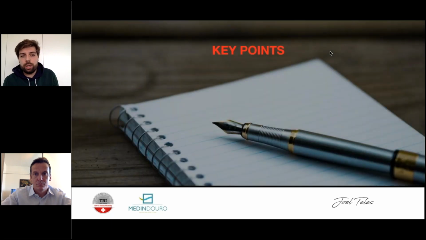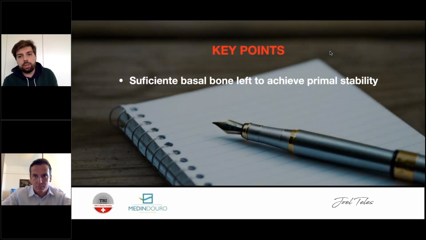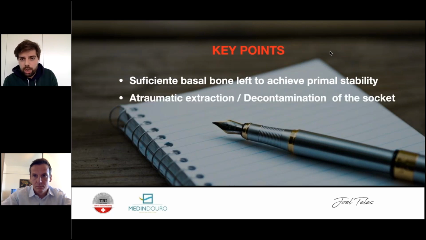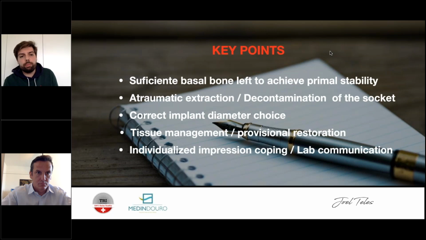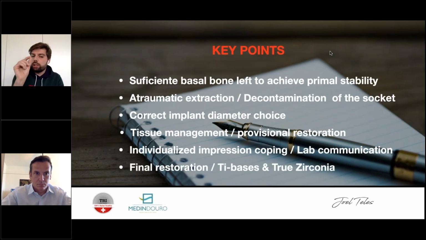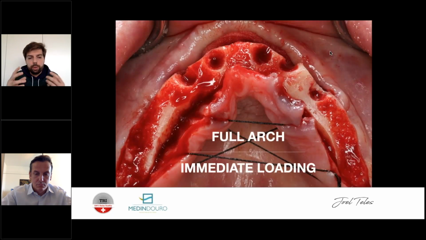And just to finalize some key points for you. Sufficient basal bone left to achieve primary stability, atraumatic extraction and decontamination of the socket, correct implant diameter choice, remember José Carlos Rosa, tissue management more than tissue grafting or combined, and provisional restoration, but always think about tissue management. This is very important. Individualized impression copying and lab communication, remember the macro photography, and a little tip about the ceramic itself. Final restorations, Ti-base and true zirconia restorations, and always keep irrigating your tissue. Keep them moist. It's very, very important.